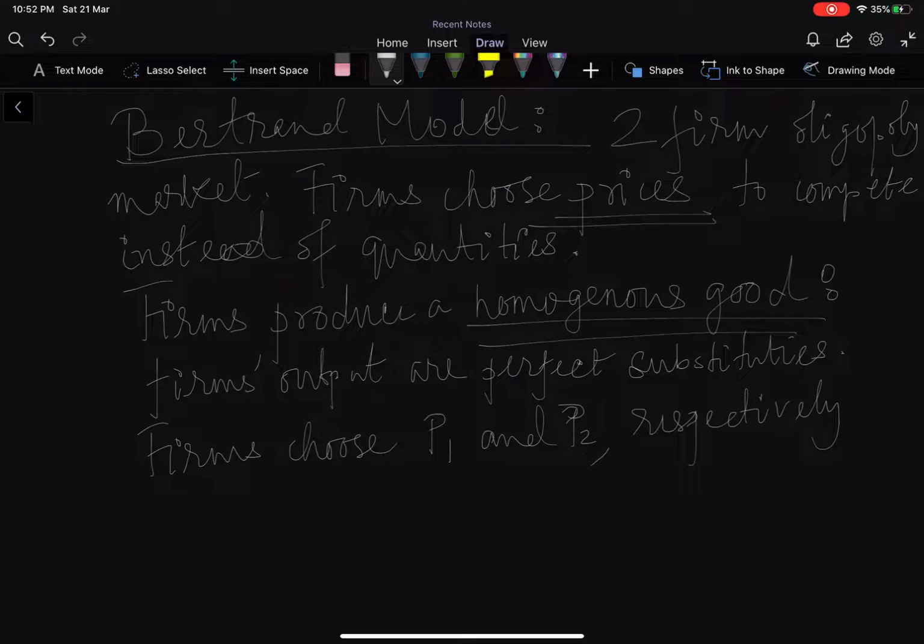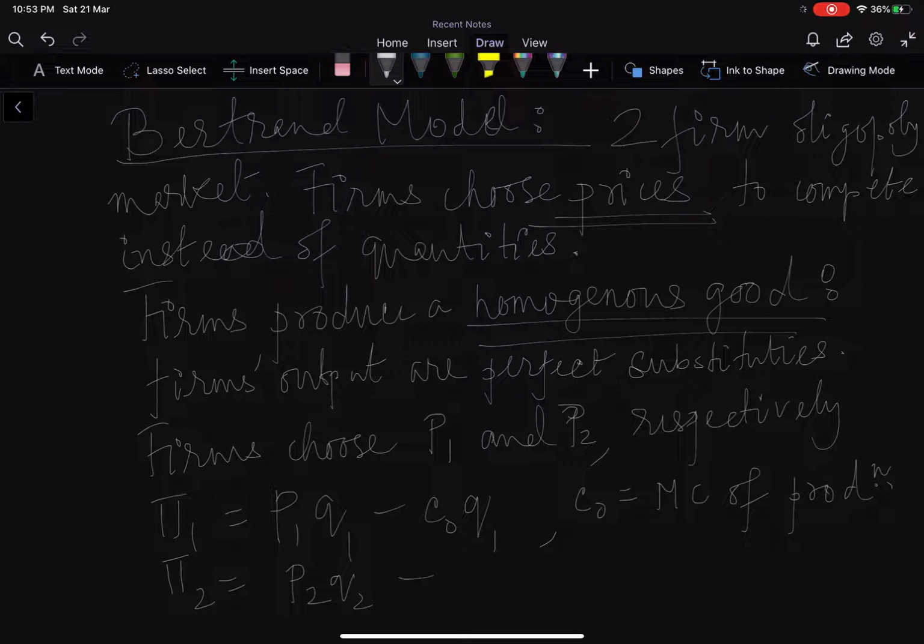and the profit of firm 1 is given by P1 Q1 minus C naught of Q1, where C naught is the marginal cost of production, and pi 2 is P2 Q2 minus C naught Q2. So both firms have identical marginal cost. Okay. Now, what is the idea?